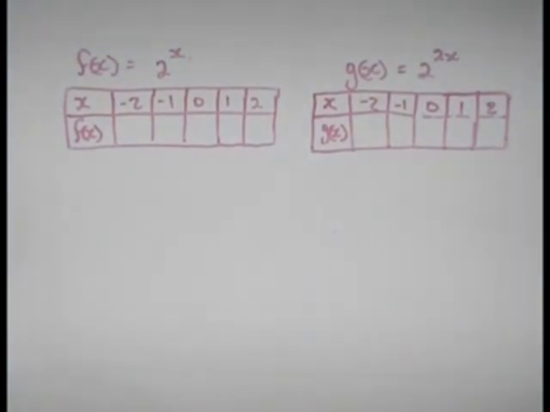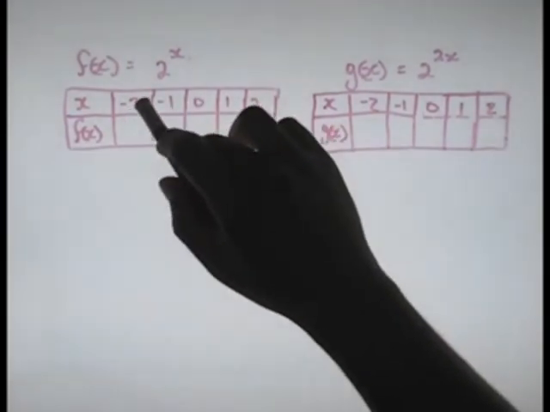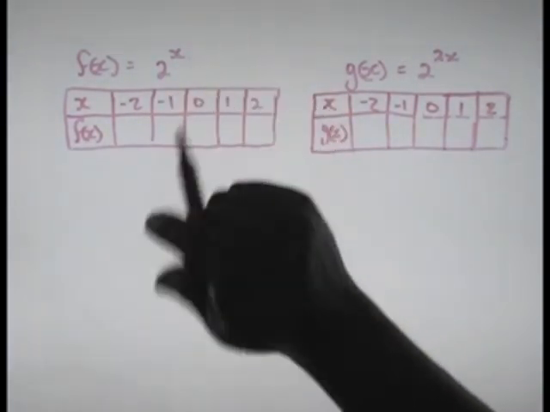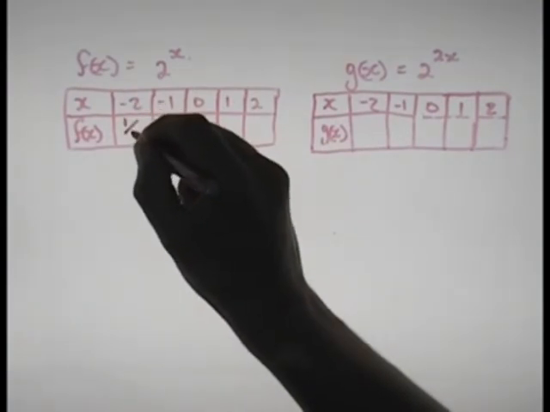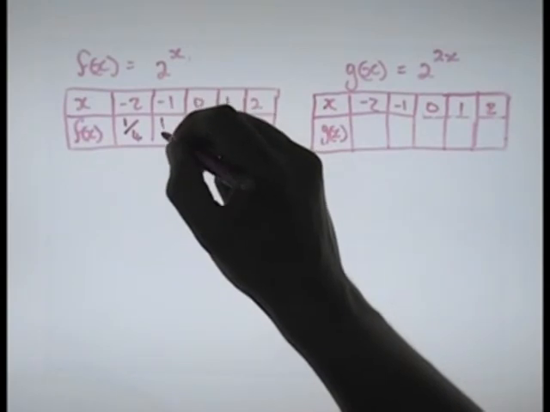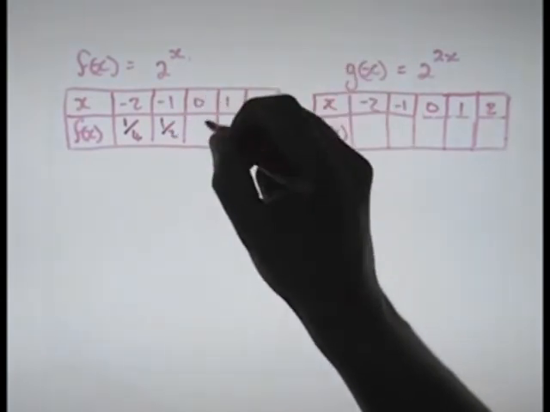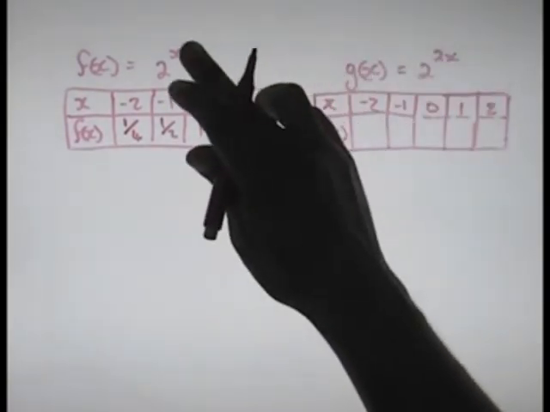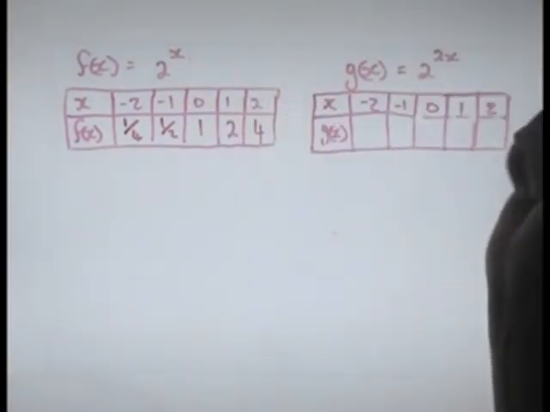Let's start with f of x. When x is equal to negative 2, y or f of x is going to equal 2 to the power negative 2, which is positive 1 over 4. x is equal to negative 1, that's going to be 1 over 2. x is equal to 0, that's 1. x is equal to 1, that's 2. x is equal to 2, that's 4.